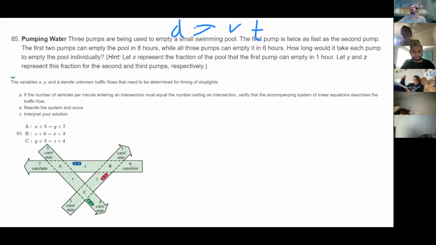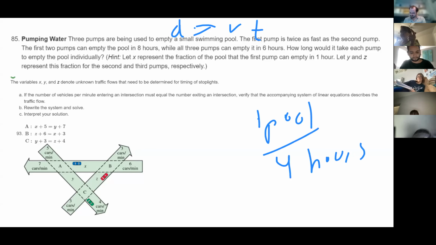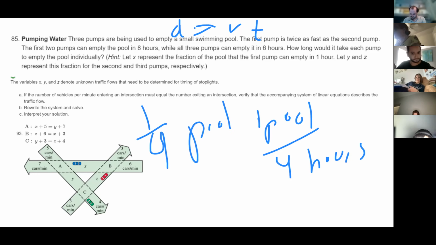So if I have a pump that can pump out a pool every 4 hours, how much of that pool is it pumping out every 1 hour? If we do one pool. For every 4 hours. What's the rate that it's pumping that pool? One over four. It's 1/4. You're getting 1/4 of that pool pumped, pool per hour or something, right? You're getting 1/4 of that pool pumped every hour. That's why it takes 4 hours to pump the whole thing.